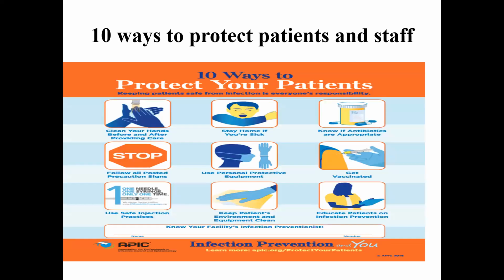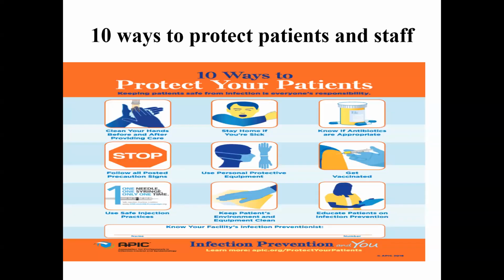So there are 10 ways to protect the patient and staff. And as you see in my diagram, the 10 ways are summarized in a pictorial. First is hand hygiene. Second is staying home if you're sick. Basically, not literally, but you need to be seen and be given permission to stay at home. Then know if antibiotics are appropriate, and we call it antimicrobial stewardship. We are following guidelines in that. Then follow all posted precautions. This includes the guidelines, the protocols, and the standard operating procedures.